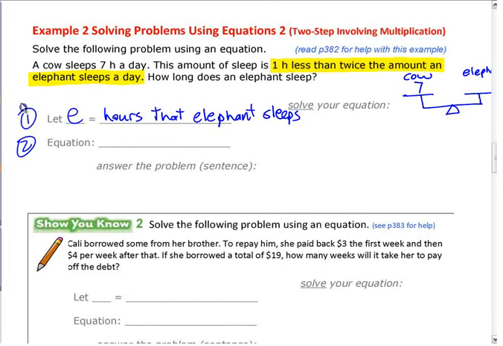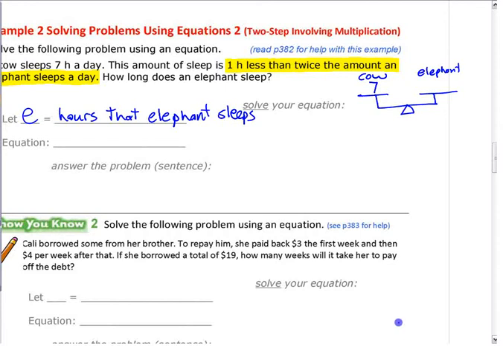That's like the thing we did before where you're translating a sentence. Okay? So it doesn't say that a cow is equal to an elephant. You don't just say E equals 7. What do you have to do to this to get it to be equal to 7? What operations do you have to do to that? 1 less than twice an elephant.